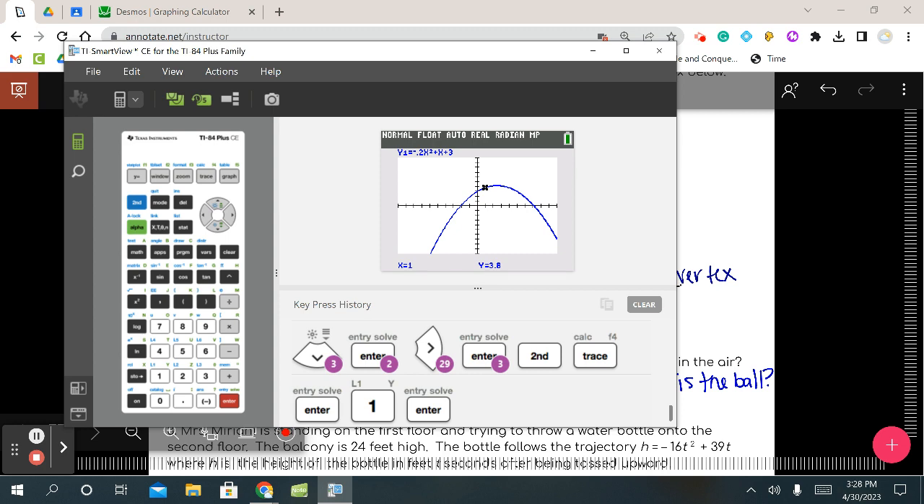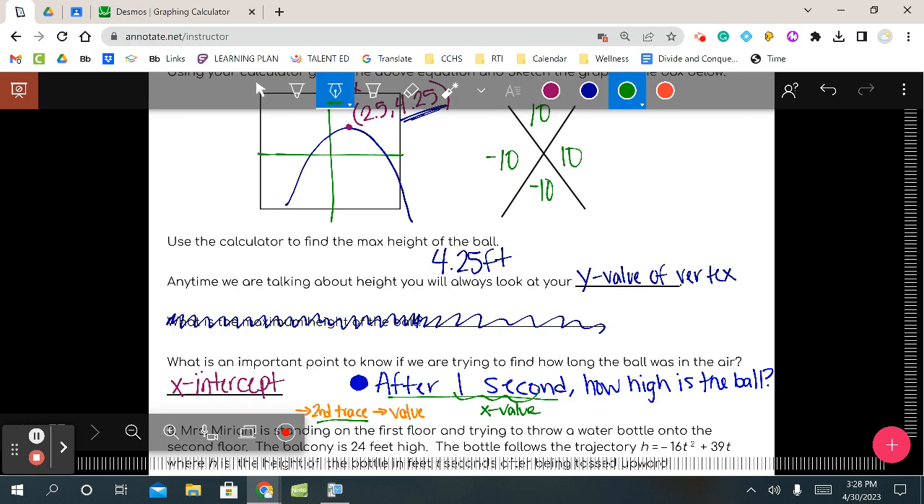So at 1 second, it was 3.8. How high was the ball? It was 3.8 feet in the air. So if it gives you a specific x value, you can put that in your calculator to get that answer.